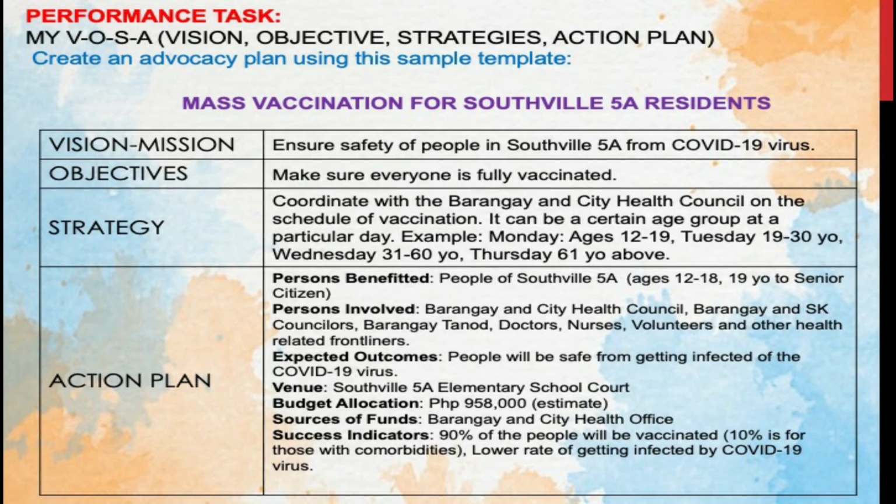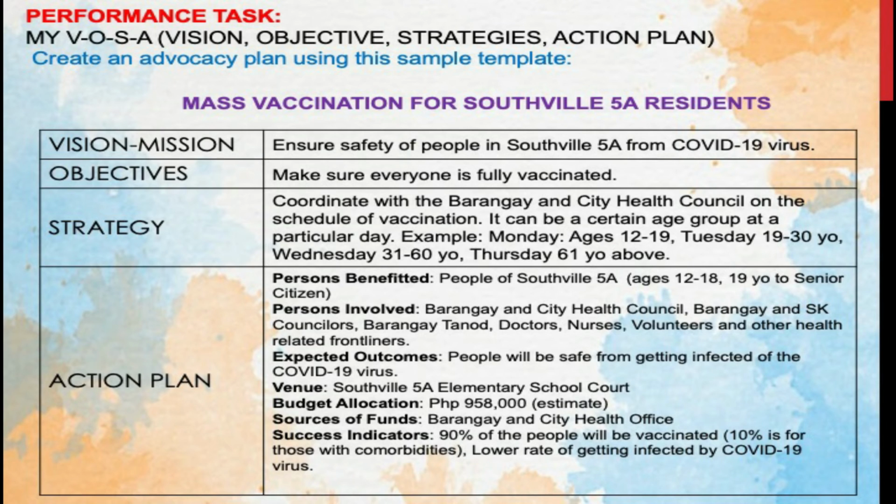Then the strategy I listed is to coordinate with the barangay and city health council on the schedule of vaccination. It can be a certain age group at a particular day. Example, Monday ages 12 to 19, Tuesday 19 to 30 years old, Wednesday 31 to 60 years old, Thursday 61 years old and above. Take note that you can create your own strategy depending on the title of the activity, the campaign, and the advocacy that you are working on.